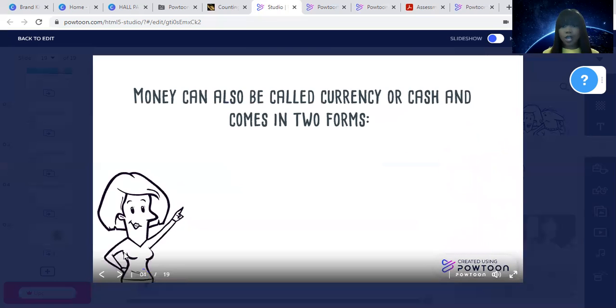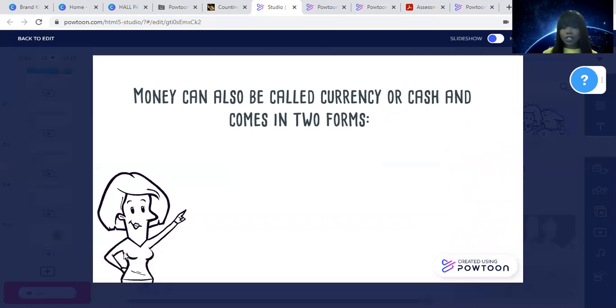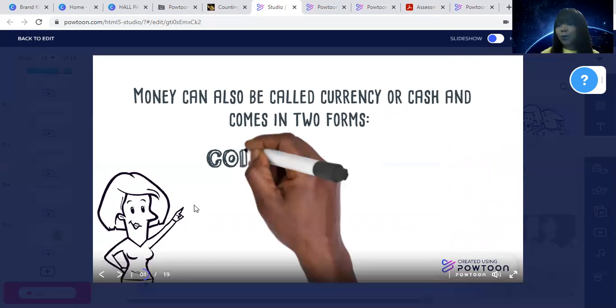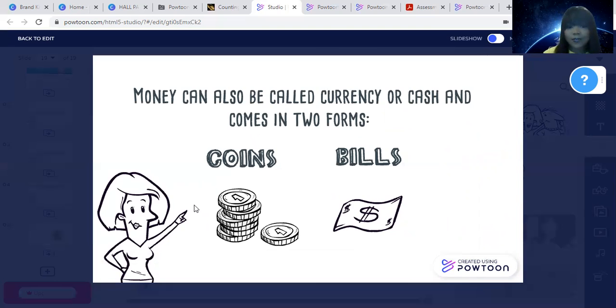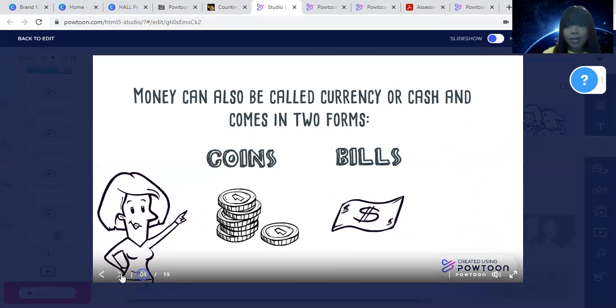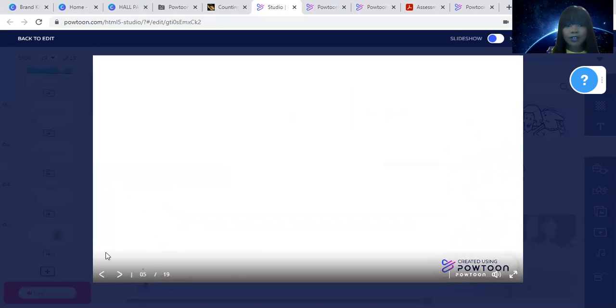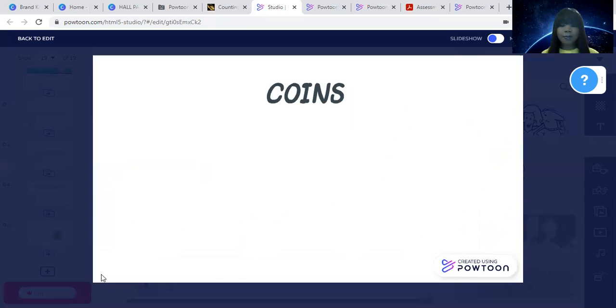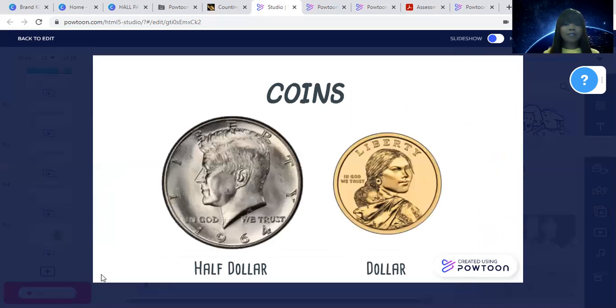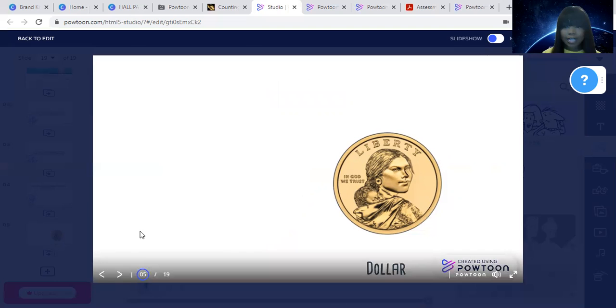So let's learn about some types of money. Money can be called currency or cash as well, and it comes in two forms. We have coins that are made mostly out of metal and bills that are made mostly out of paper. So let's talk about some of the common types of coins. We have the penny, the nickel, the dime, and the quarter, and we also have the half dollar and the dollar. These are some coins that we don't see every day, but they are still around, and you may encounter them in your lifetime.